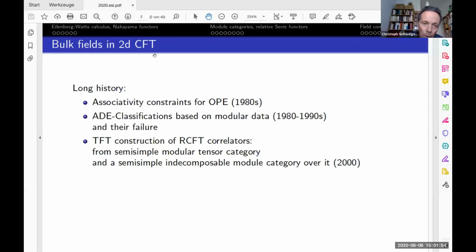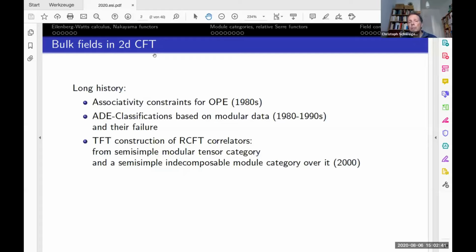Well, then in the 2000s, it became more and more clear that in the semi-simple case, you can construct a full local rational conformal field theory in which left movers and right movers are combined from the additional datum of a module category over it. In fact, a rather specific one, a semi-simple module category that is indecomposable, or alternatively by prescribing certain symmetric Frobenius algebra.